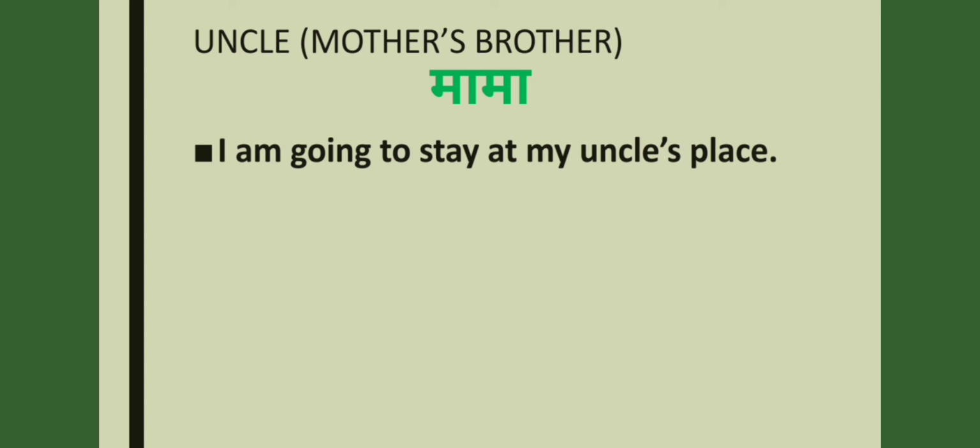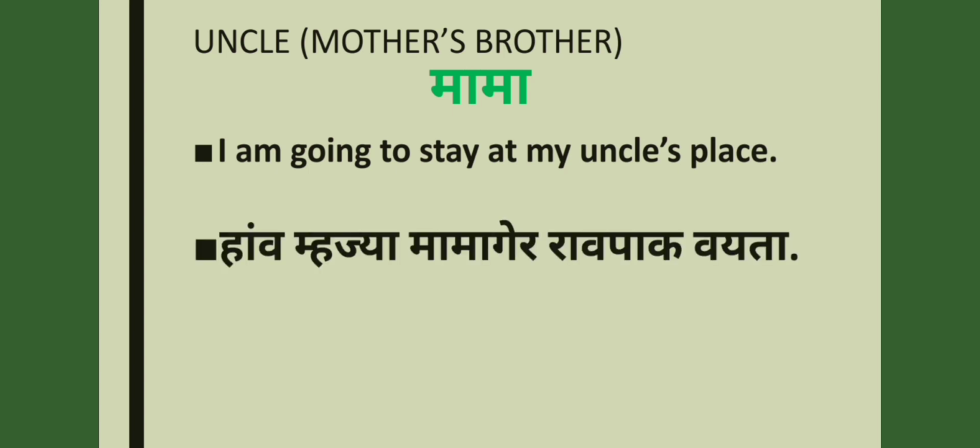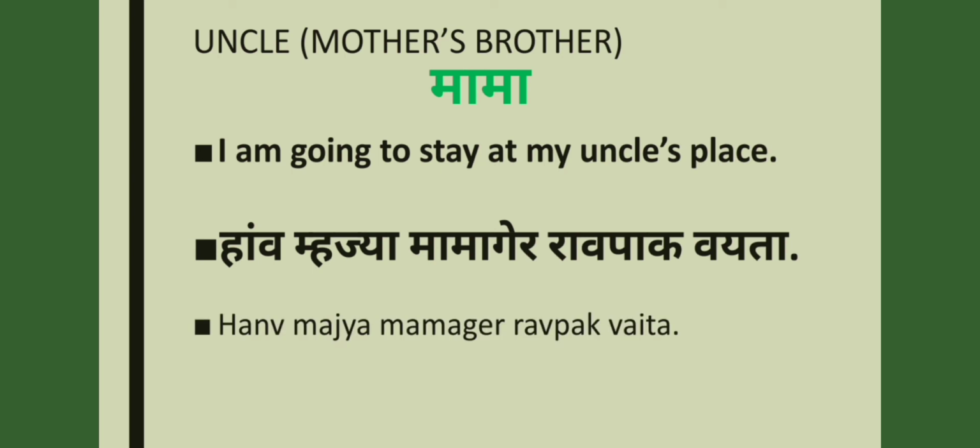I am going to stay at my uncle's place. हांव म्हज्या मामागेर रावपाक वयता. हांव means I. म्हज्या मामागेर means at my uncle's place. रावपाक means to stay. Vayta means going.